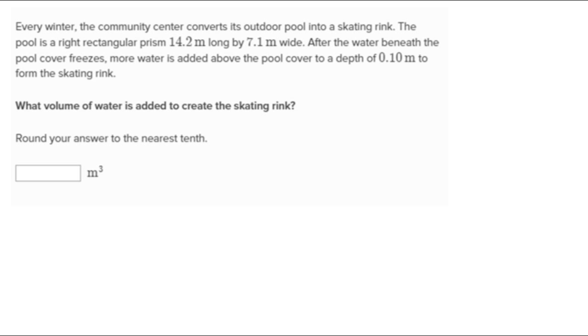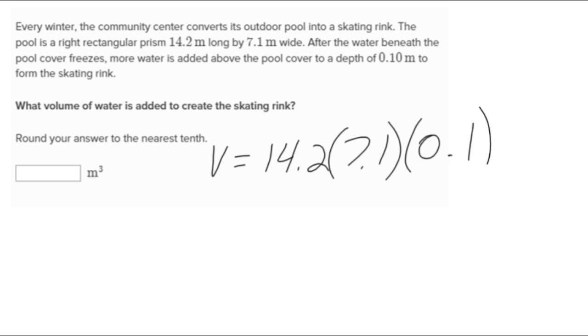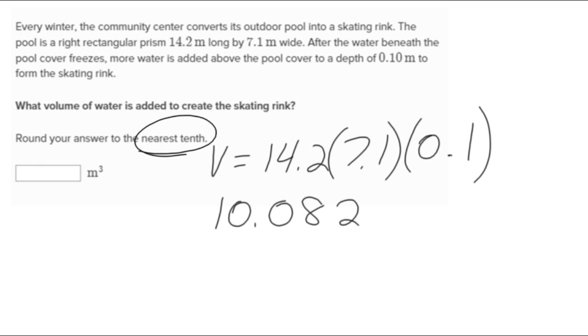So we're just going to multiply those numbers. Volume equals length times width times height, and that's 14, I said 14, but I wrote 12. 14.2 times 7.1 times 0.1. When you multiply all of those numbers together, you get 10.082. It says round to the nearest tenth. The 8 tells you to round up. So your answer is 10.1.